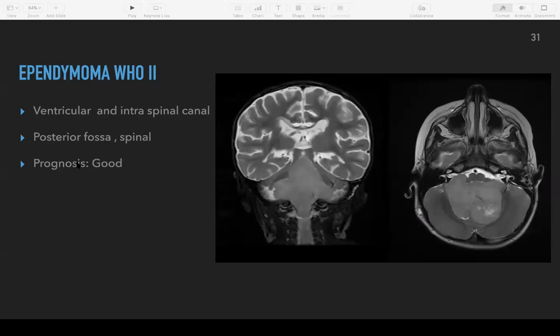So usually it has good prognosis, with WHO grade 2. How can we tell that? As I told you, MRI usually gives us a hint about the pathology. In ependymoma, as we said, it is growing inside the ventricular area for pediatric. So as we can see here, this is a coronal cut.